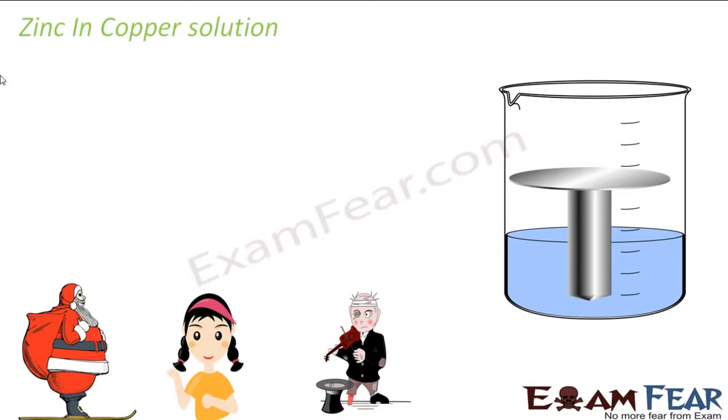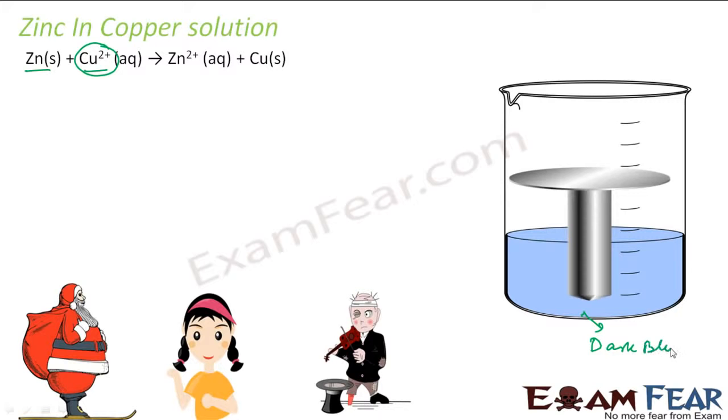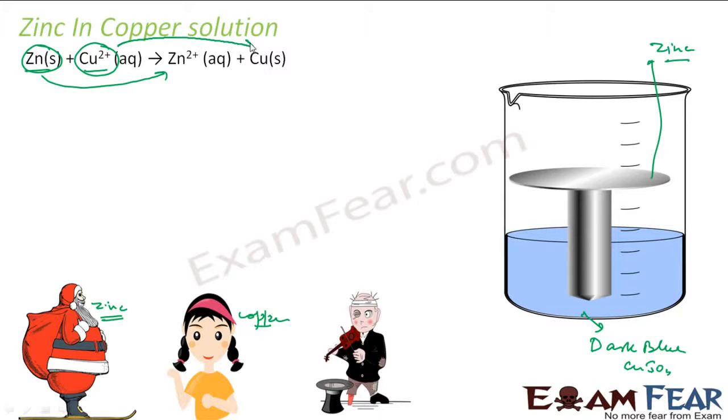So let's see what happens if you put zinc in copper solution, right? So zinc is there and you have a copper solution. Copper solution is copper sulfate. Let's say copper sulfate is blue in color, a little dark blue. I take zinc in the dark blue copper sulfate solution. Now if you compare zinc and copper, zinc has more tendency to become Zn2+, so zinc will try to become Zn2+. Since zinc is oxidized, copper has to get reduced. So Cu2+ becomes copper.